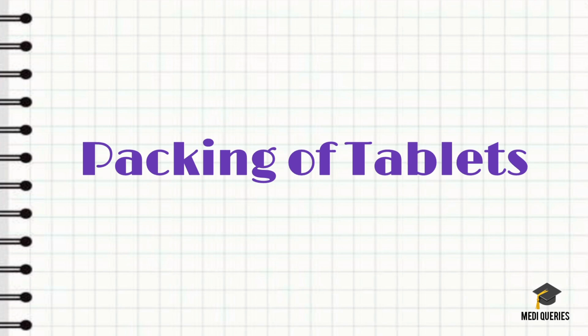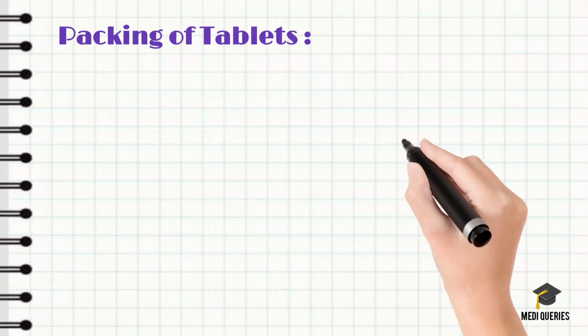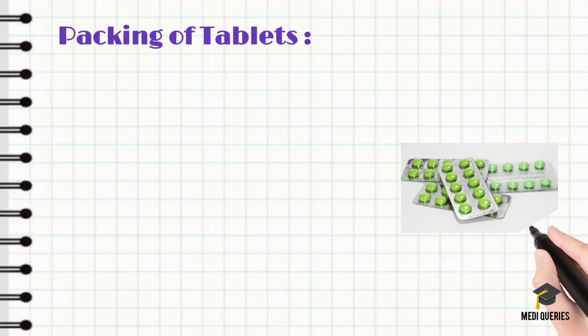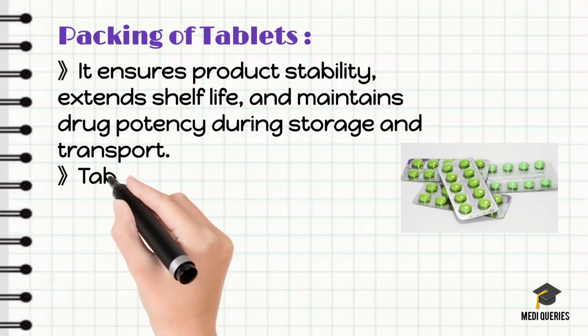So once the tablets are manufactured and pass all the quality control tests, the next crucial step is packing. So tablet packing mainly ensures the protection, stability, and patient convenience here. It mainly preserves the tablet integrity right from the manufacturing unit to the patient's hands.